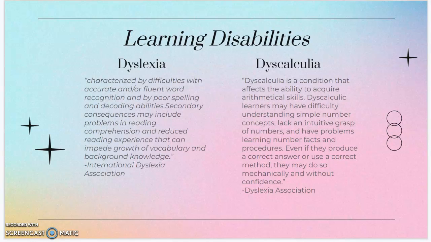Dyscalculia is a condition that affects the ability to acquire arithmetical skills. Dyscalculic learners may have difficulty understanding simple number concepts, lack an intuitive grasp of numbers, and have problems learning number facts and procedures. So it inhibits your ability to understand and acquire arithmetical skills.